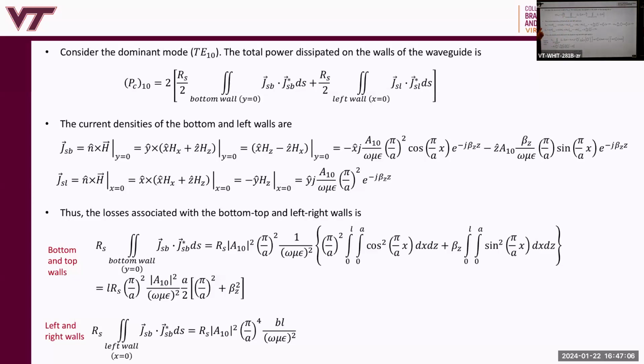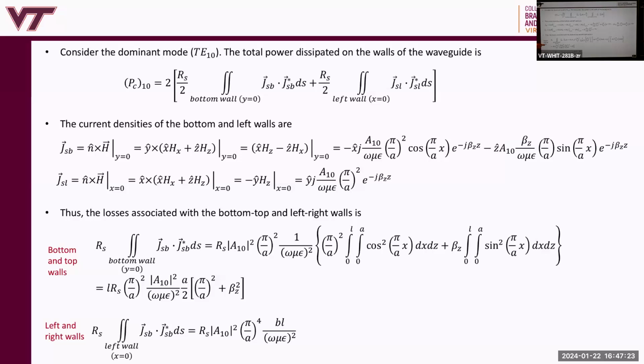All right, the current density on the bottom and left walls can be found here. So this is the bottom wall. We've calculated this already in a previous slide, and for the left wall, we've calculated that as well. So now the losses associated with the bottom, top, and left, right walls are here.